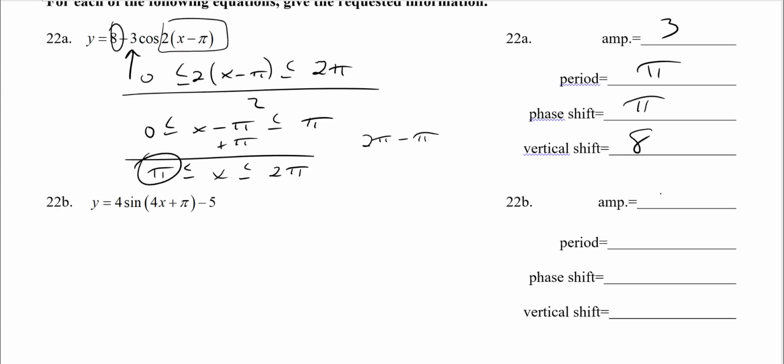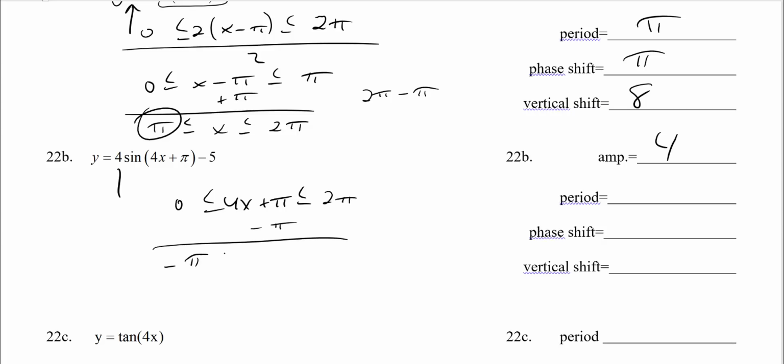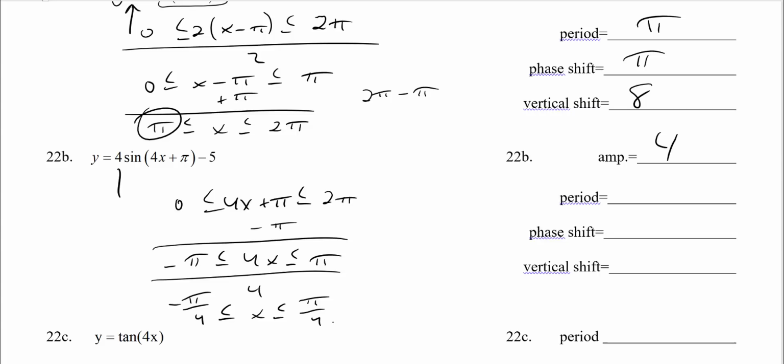Okay, let's keep going here. Amplitude is 4. Period, so 4x plus pi is between 0 and 2 pi. Subtract pi from all sides, so negative pi less than or equal to 4x, less than or equal to pi, and then divide by 4. So negative pi over 4 less than or equal to x, less than or equal to pi over 4. The period is pi over 4 minus negative pi over 4. So it's actually 2 pi over 4 because you're adding them, right? So then it just becomes pi over 2.